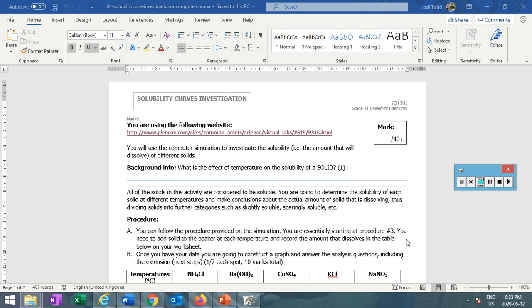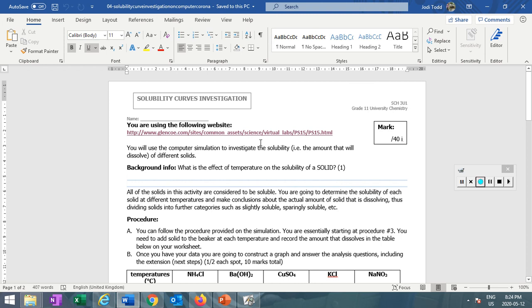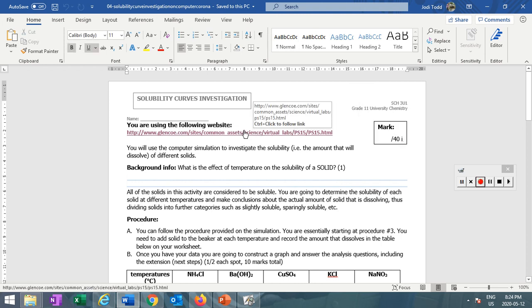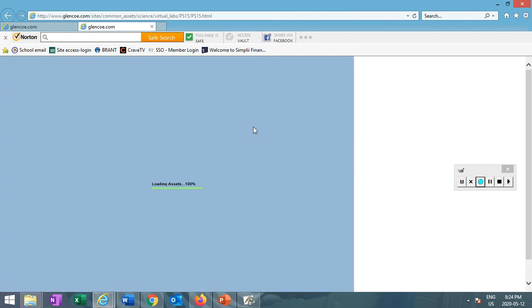Okay, so I left the Solubility Curves Investigation worksheet as a Word file because that way you can control click the link. Now it's old school, so you need to use Explorer or Firefox. So this video is for those of you that don't have those or can't get it to work on your computer. You get to watch me do it.